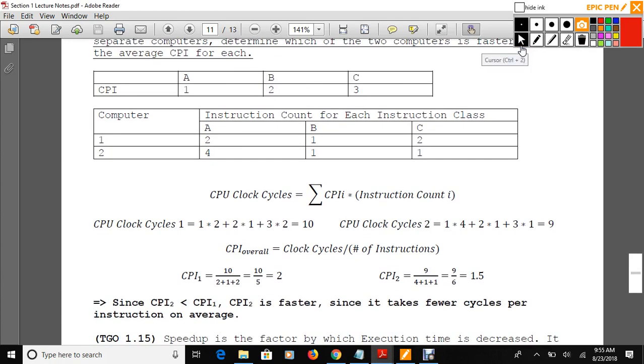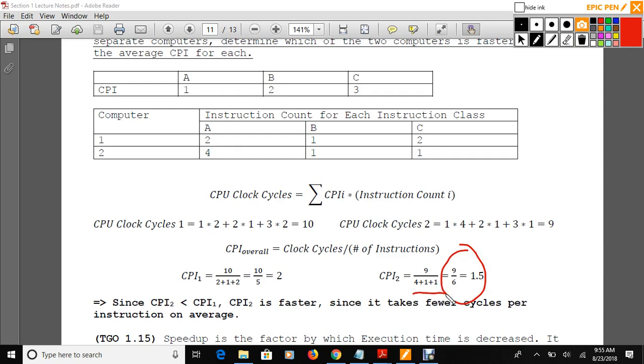What happens is, remember, it's the average of CPI times the number of instructions. That's that summation. And then the denominator is the summation of the instructions. So what we do here for computer 1, 2 plus 1 plus 2, that gives us 5. So that gives us 10 over 5. Right? So the average CPI for computer 1 is 2. Does that make sense? So likewise, we got 9 for the numerator, and we want to sum up the denominator. So it's 4 plus 1 plus 1, so it's 6. And so that becomes 9 over 6, which is 1.5.